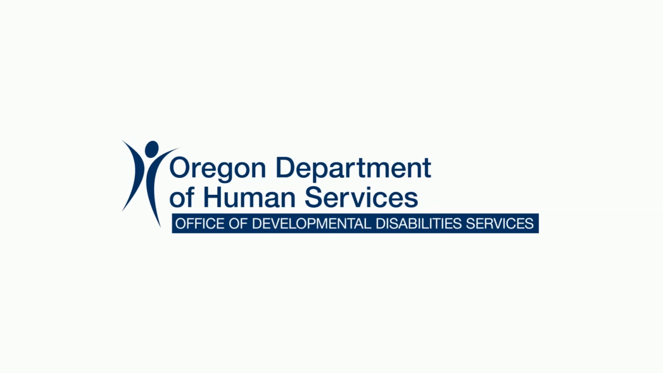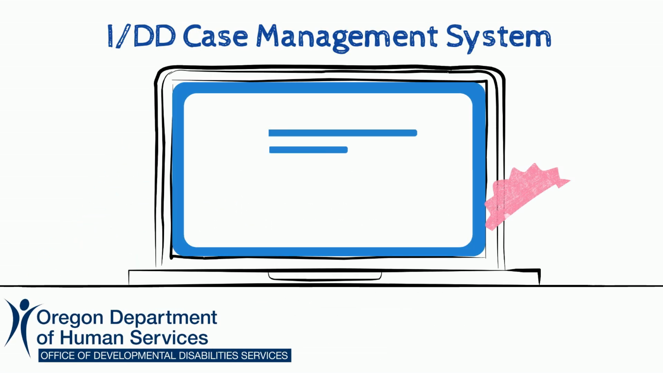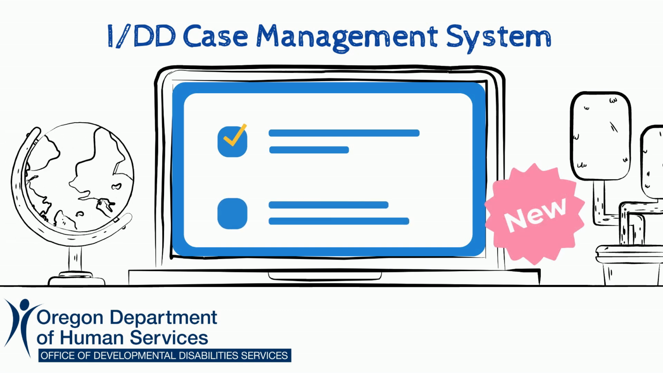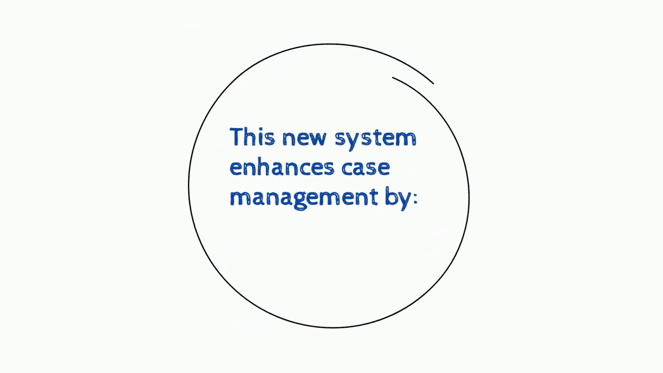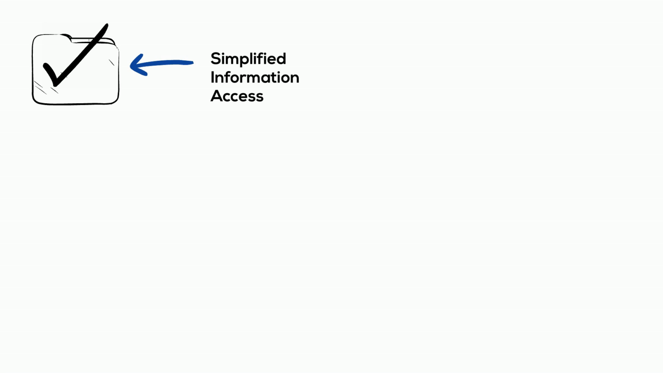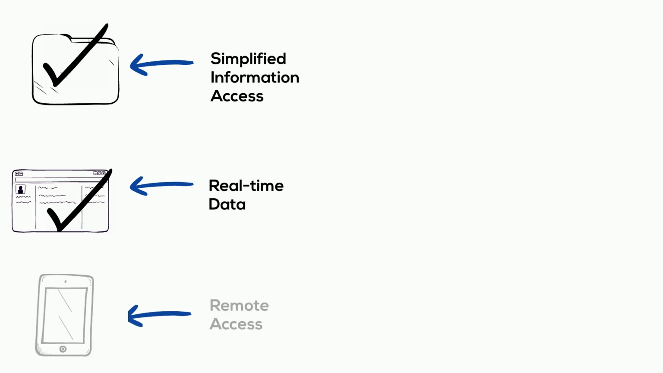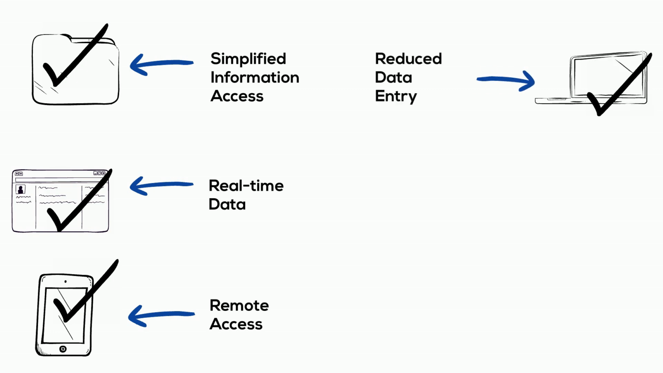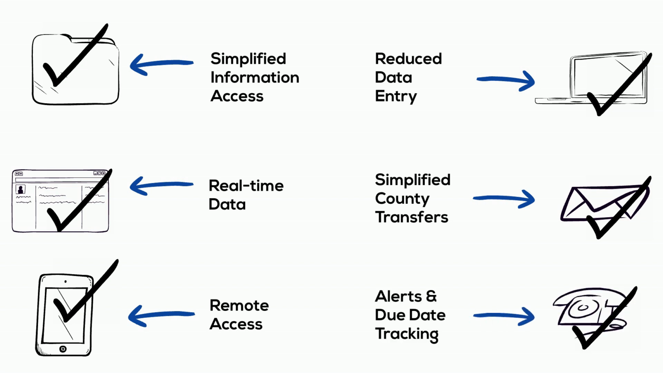The Oregon Department of Human Services, through the Office of Developmental Disabilities Services, ODDS, will be launching a new statewide case management system for intellectual and developmental disabilities. This new system will enhance case management services by simplifying information access and sharing, providing real-time data for individuals and staff, enabling remote access and improving system usability, reducing data entry and streamlining processes, simplifying county transfers, and offering alerts and due date tracking.